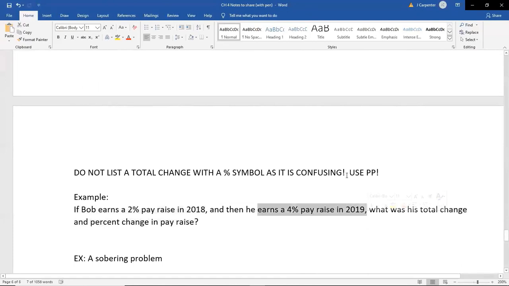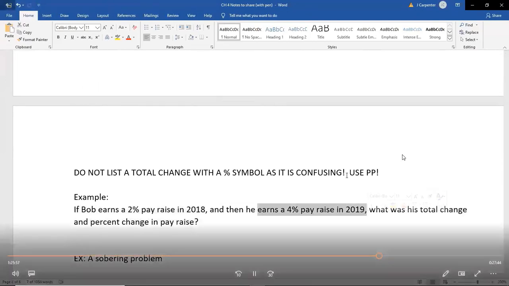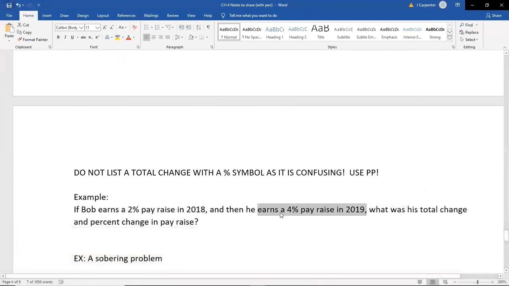I never gave you any of Bob's base salaries. I just said last year, he earned a 2% pay raise. This year, he earned a 4% pay raise. Thinking that we're at 1 year in the past. 2 years ago, 1 year ago, you get the idea. What was his total change and percent change in pay raise? So because these data values, the things that we're comparing, are percentages, the total change must use PP instead of percent to avoid confusion.